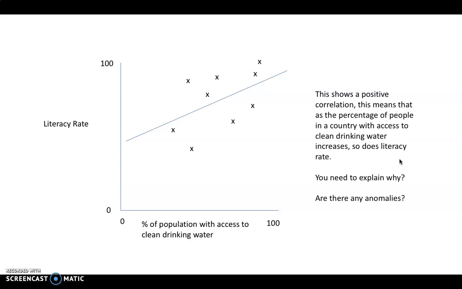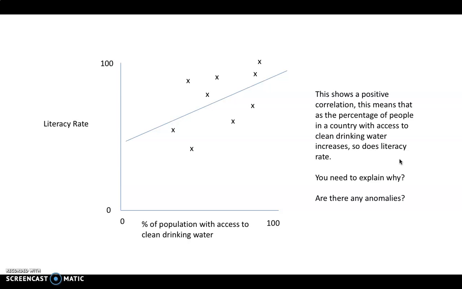So what I would draw from that is this. I'd say this shows a positive correlation. This means that as the percentage of people in a country with access to clean drinking water increases, so does literacy rate. But I need to explain that then. So this is what I want you to do. You're going to write about what your correlation is. Is it positive? Is it negative? Or is it flat? And then you need to explain why.